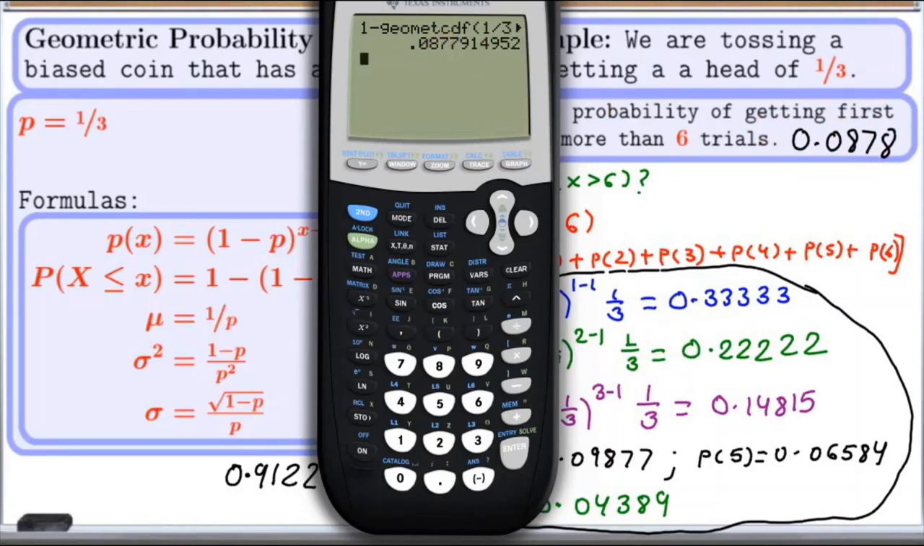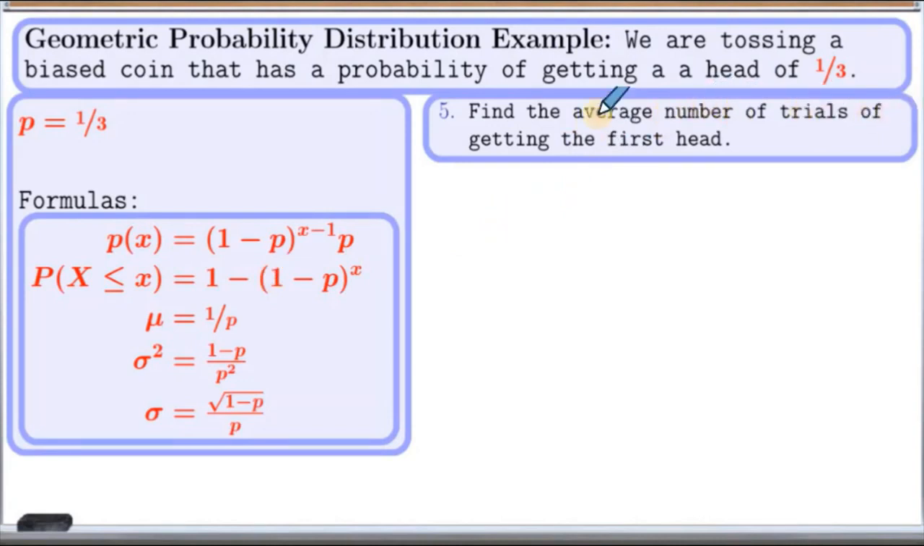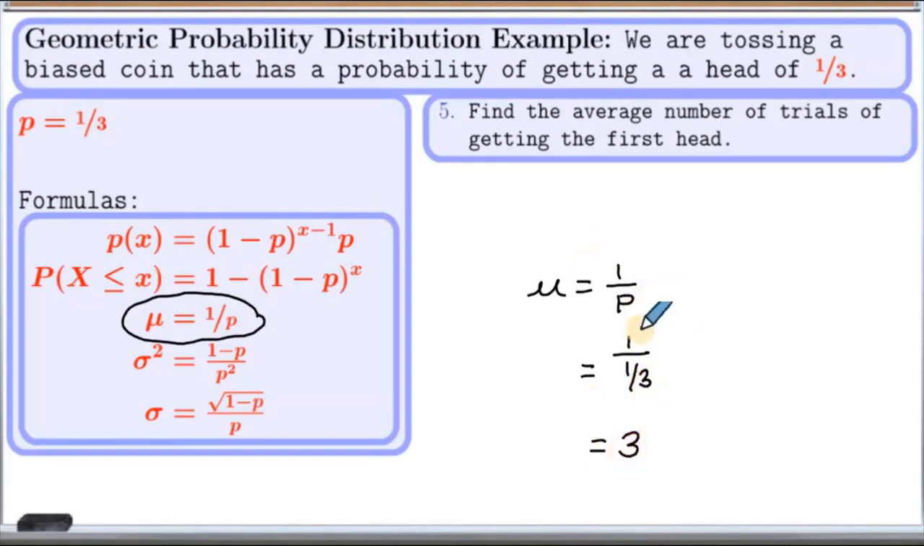Now let's look at another problem. Here we need to find the average number of trials of getting the first head. We have this formula here, so we can just use that. Let me write the formula over here. We know mean equals 1 over P, and we know P is 1 over 3, so all we need to do is put the value of P in this formula here. So we get 1 over 1 by 3. This comes out to be 3. So therefore, mean is 3. Therefore, the average number of trials of getting the first head is this.